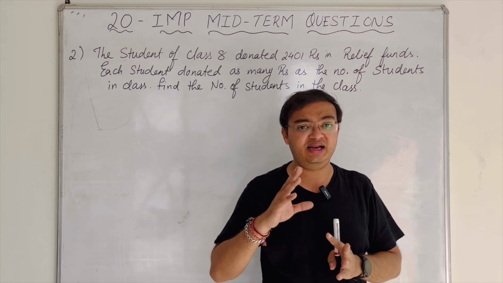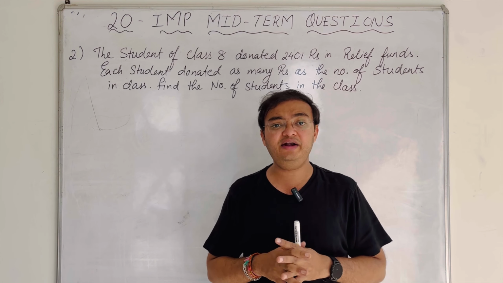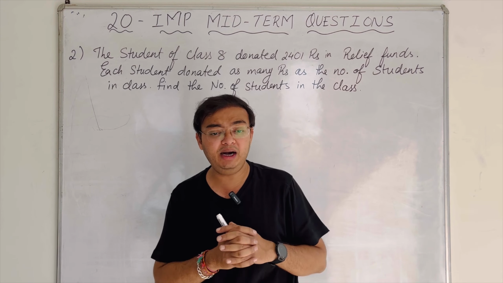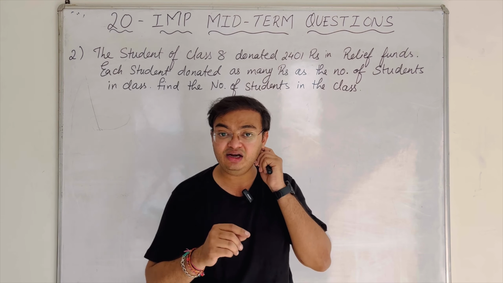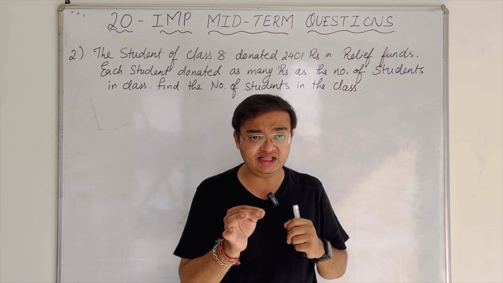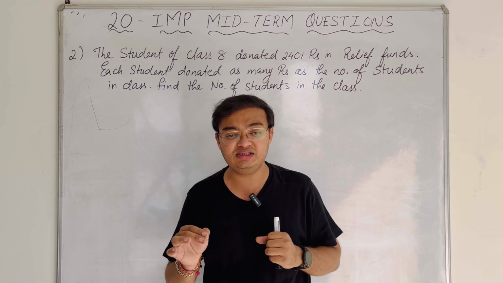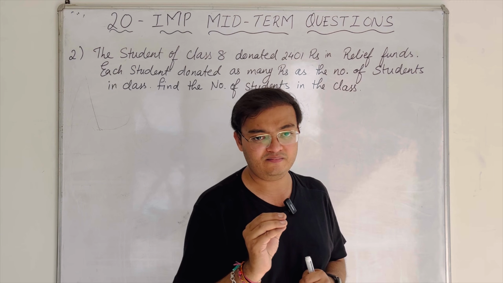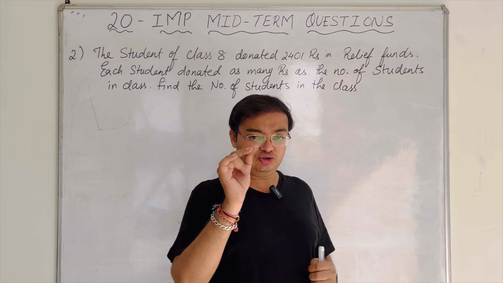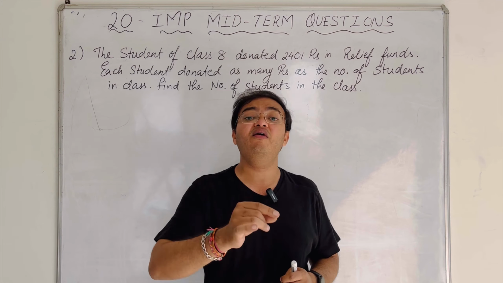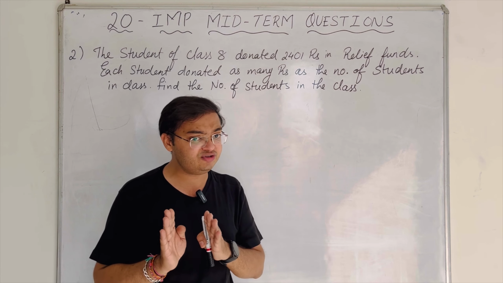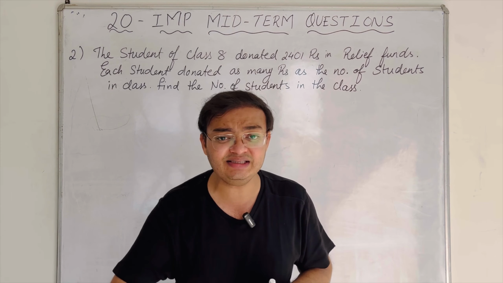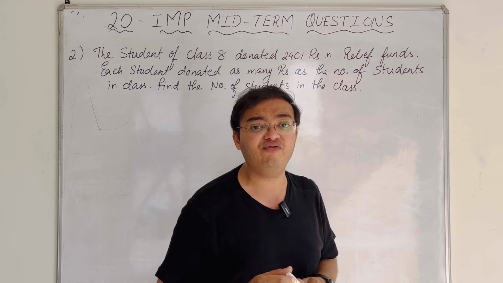In short, in this question, there is one class, that is class 8, and in that 2,401 rupees has been donated for the relief camp. But your condition is that the number of rupees donated by each child is equal to the number of students in the class. यानी कि अगर कोई क्लास में if any of the class has 40 students in it, that means each student of that class is going to donate 40 rupees. That means the number of students in the class is equal to the number of money donated by them.